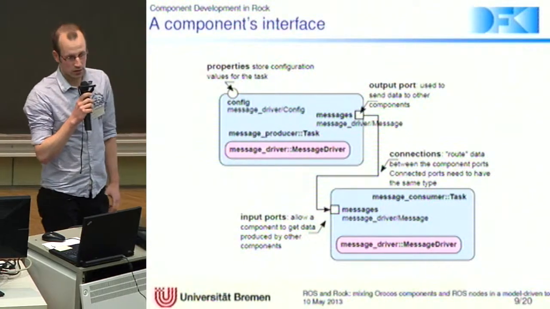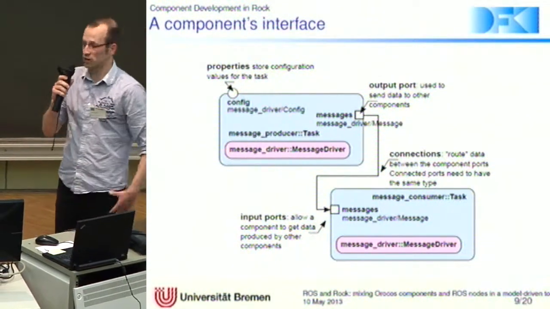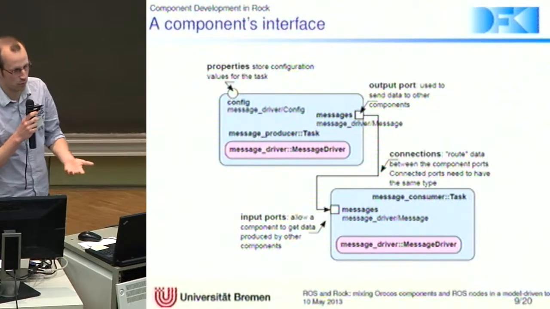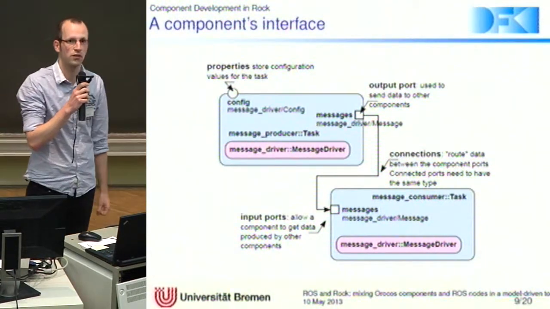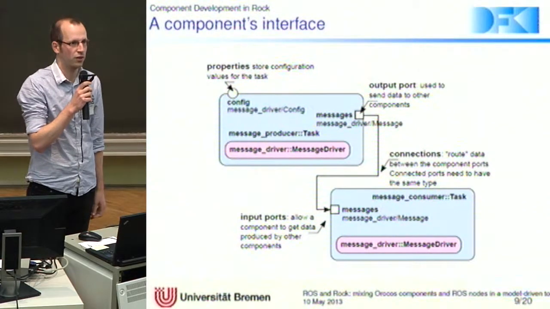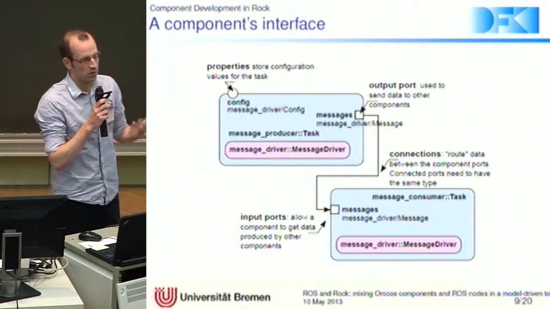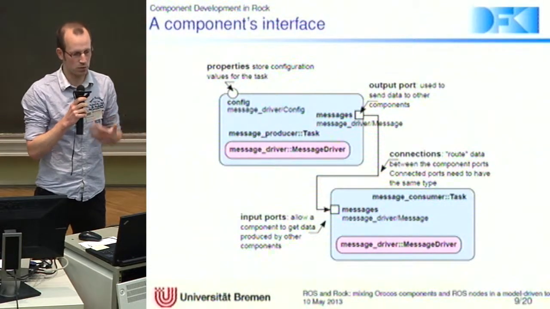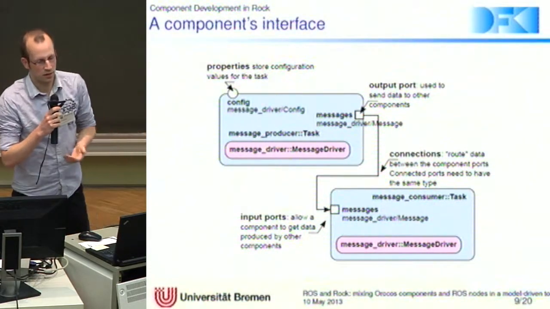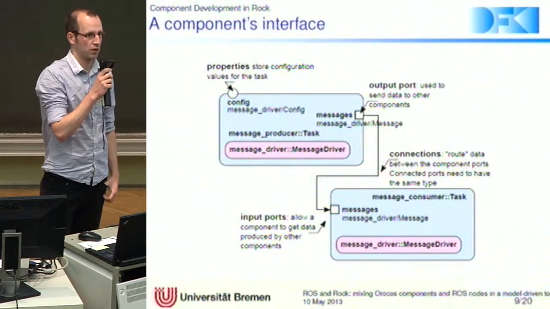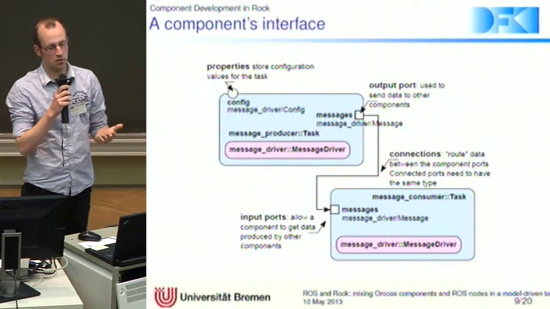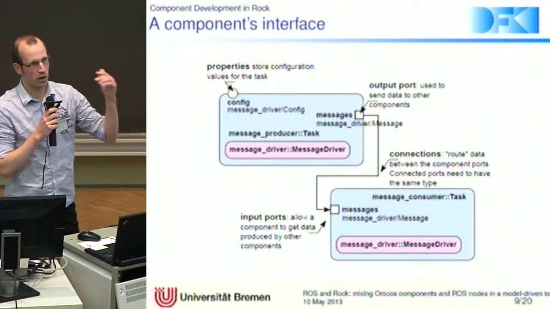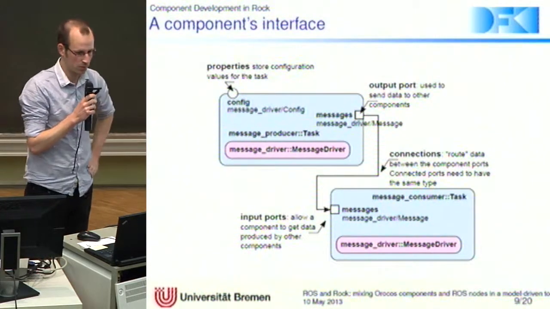So, a simplified illustration of the interface. You have properties to configure your component. You have input and output ports. That is quite a significant difference here, since we have a connection-aware system. That means we have a dedicated connection management between our components. So there's no publish-subscribe, but we control where what goes, pretty much.